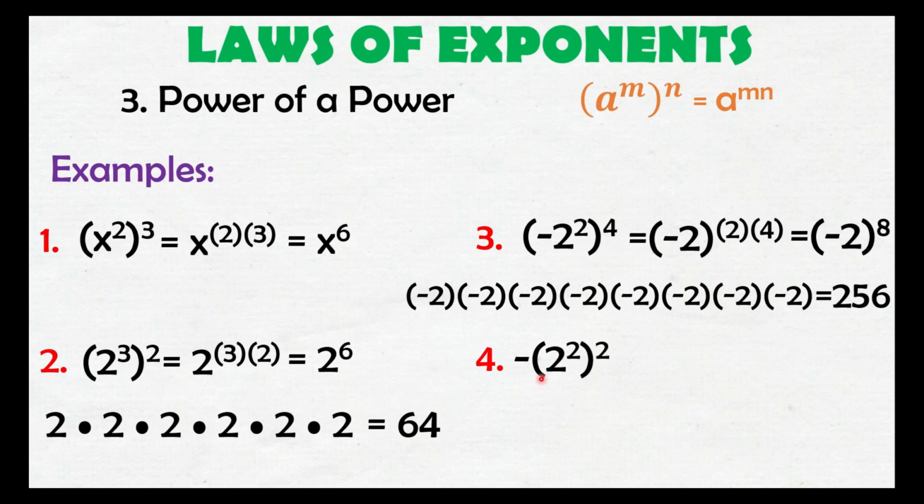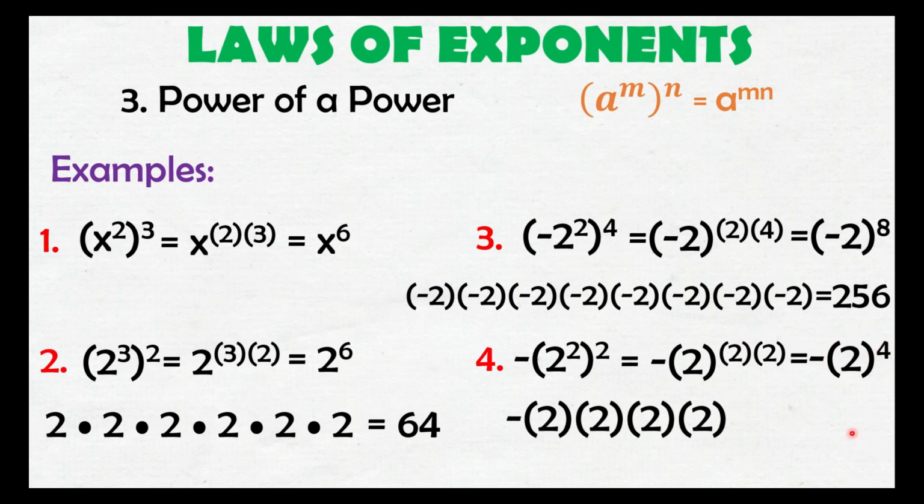Example number 4, negative quantity 2 squared raised to 2. So, multiply natin yung exponent. So, negative quantity 2 raised to 2 times 2. So, 2 times 2, that is 4. So, expand natin to. So, makukuha natin ay 2 times 2 times 2 times 2, and nakahiwalay yung negative kasi hindi siya nakapasok dito sa parenthesis. Okay, so uulitin lang natin na 4 na beses ay yung 2 lang. Okay, so 2 times 2, 4 times 2, 8 times 2, 16, and times negative is negative 16.